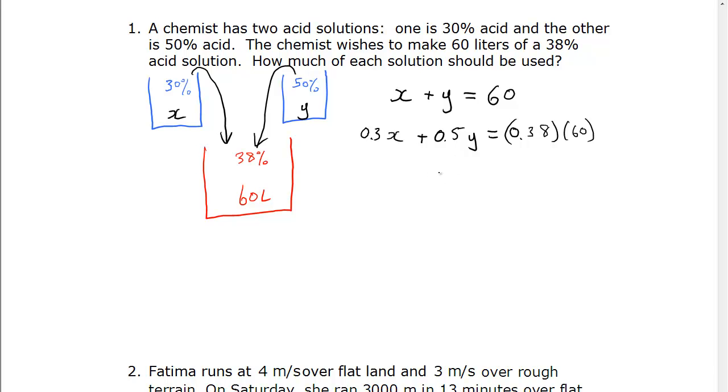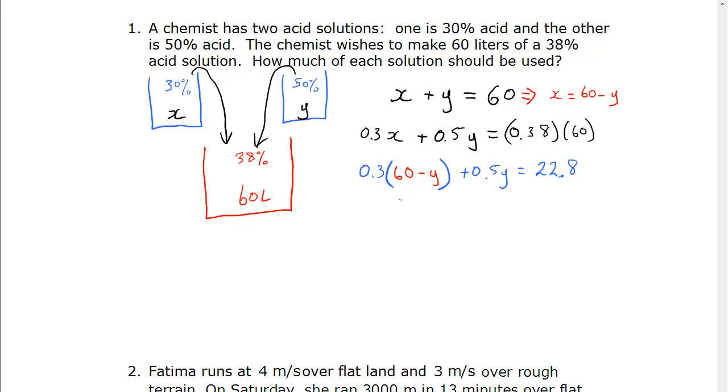Any method at all that you're comfortable with for solving this system of equations is fine. I'll use substitution here, as this can be solved for either x or y. Let's say x is equal to 60 minus y. We can take this then and plug it in for x. So we end up with 0.3 multiplied by what we solved x for, which is 60 minus y from above, plus 0.5y equals 0.38 times 60, which is 22.8.